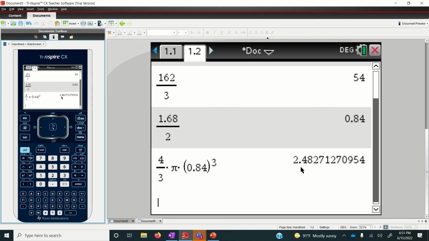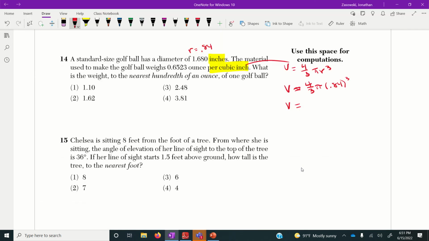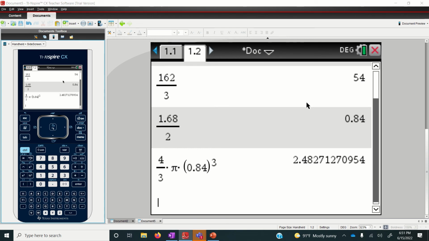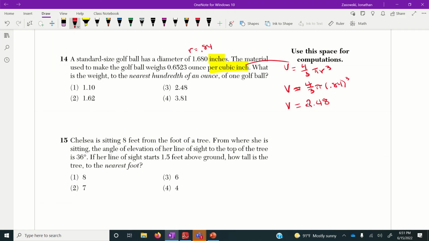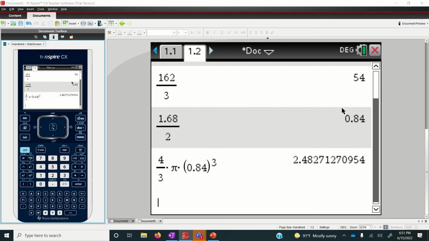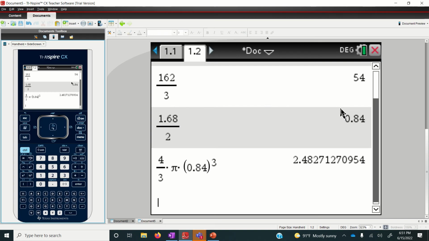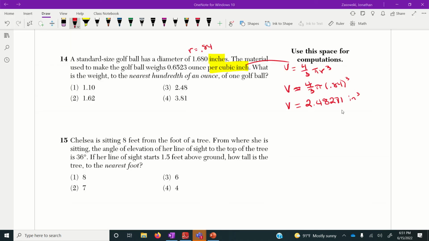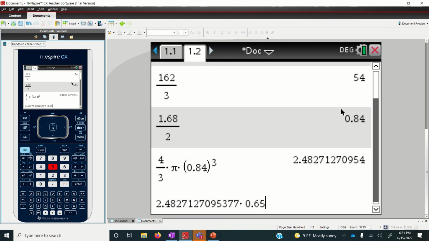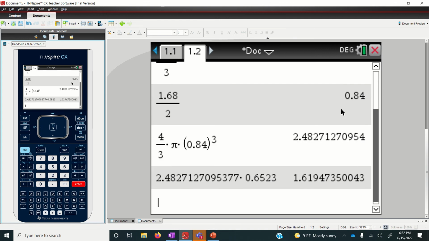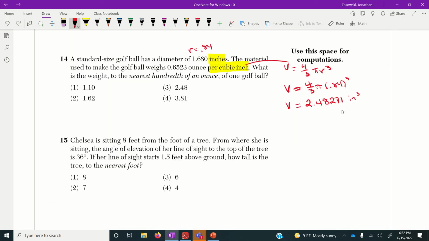So let's round it. Let's write it out to about 4 or 5 places, just so we have that number to hold on to. But we're really going to use the whole thing when we do this. So 2.48271. And this is in inches cubed. And now we're just going to multiply that result times 0.6523. So up arrow to grab that whole thing times 0.6523. Just have to pull that number back. And then we round it to the nearest hundredth. So that should be 1.62.